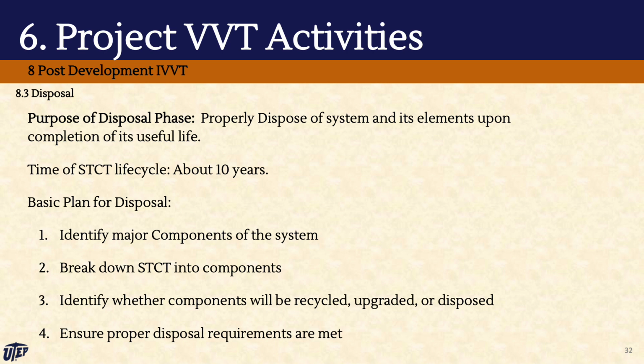Moving on to the disposal phase. The purpose of the disposal phase is to properly dispose of the system and its elements upon completion of its useful life. We estimate that the lifetime of one STCT should last around 10 years based on the life of the battery. Our basic disposal plan includes identifying major components of the system, breaking down the STCT into separate components, identifying whether the components will be recycled, upgraded, or disposed, and ensuring proper disposal methods are met.